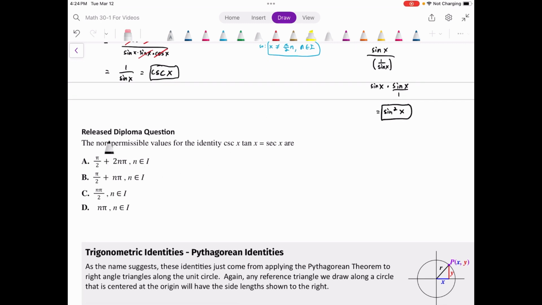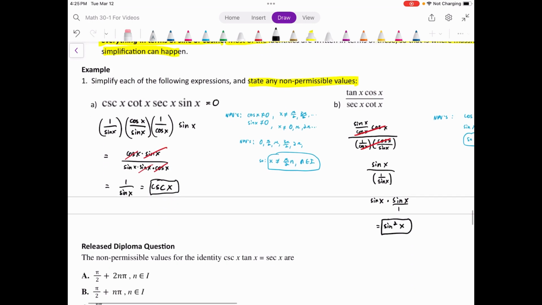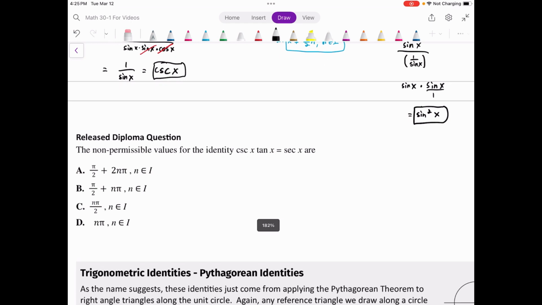Okay, let's try this one out. It's one from an old release diploma. Okay, let's take a look. The non-permissible values for the identity cosecant x tan of x equals secant of x are... Okay, so a lot of these identities, again, I know they seem kind of weird, like even these. A lot of them do come from looking at relationships and just saying, hey, how are these things related to each other by playing around with the triangles and the ratios on the unit circle. Pretty cool.